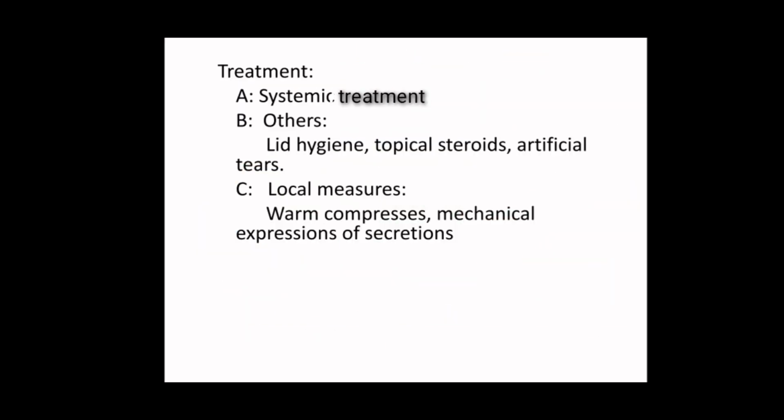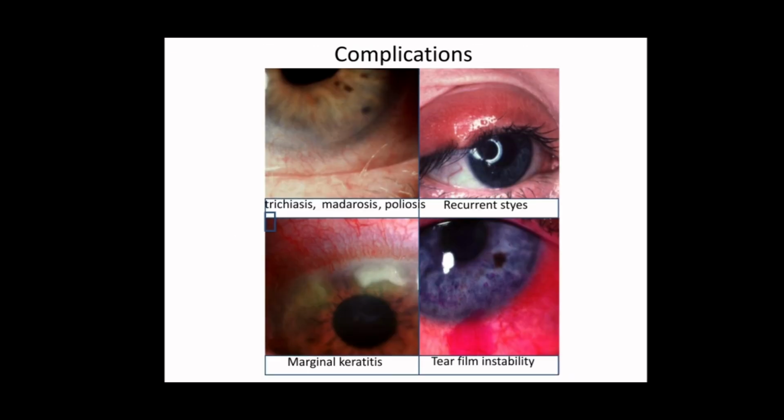Treatment includes A. Systemic treatment, B. Others like lid hygiene, topical steroids, artificial tears, etc. Local measures include warm compresses, mechanical expression of secretions, etc. Complications include trichiasis, madarosis, poliosis, recurrent styes, marginal keratitis, tear film instability, etc.